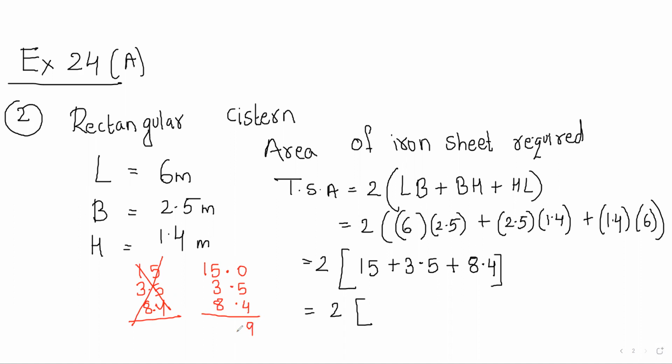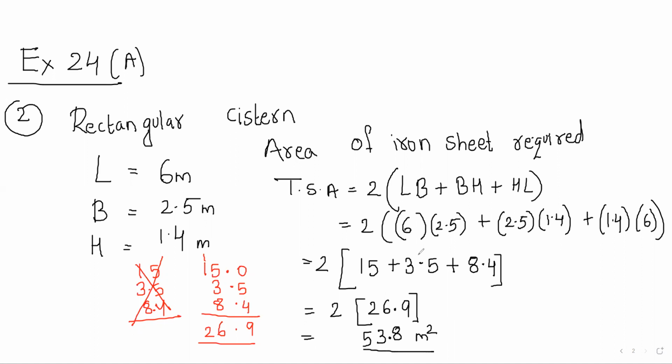5 plus 4, 9, decimal below decimal. 5 plus 3, 8, 8 plus 8, 16. 1 carry, 1 plus 1, 2. So here, it's not the final answer. We get the sum of this as 26.9. Now let us multiply. 2 9s are 18, 1 carry, 2 6s are 12 plus 1, 13, 1 carry, 2 2s are 4 plus 1, 5. After one digit decimal, 53.8 meters square.